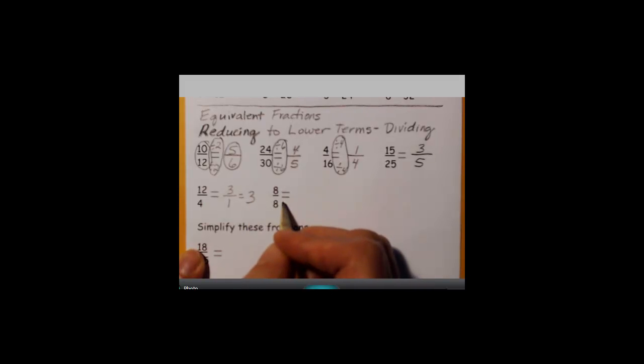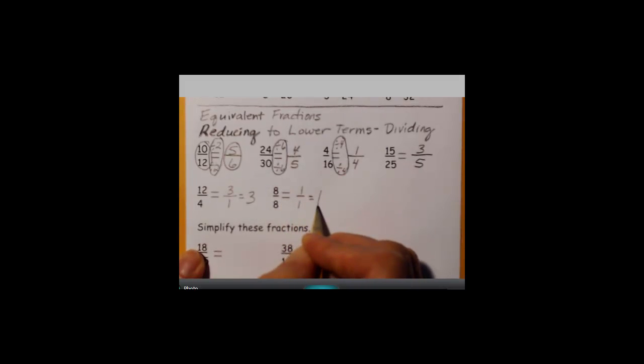In this case, we can divide both numerator and denominator by 8, and that would give us 1/1, which is equal to 1. So that is actually simplifying to a whole number, which can happen now and then.